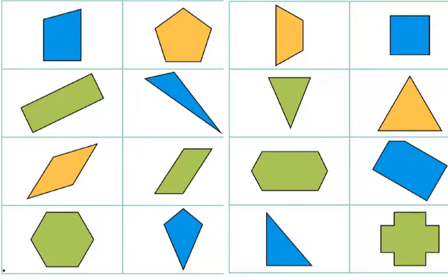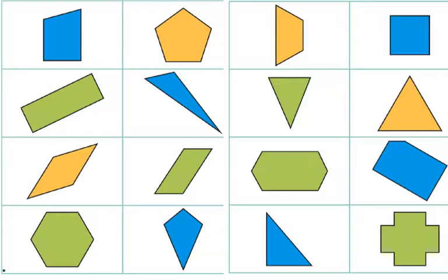Maybe you could draw a grid on a piece of paper with 4 rows going across and 4 rows going down so that they correspond to a shape, and you could just write I for irregular or R for regular in each box. So pause the video and have a go at doing that.